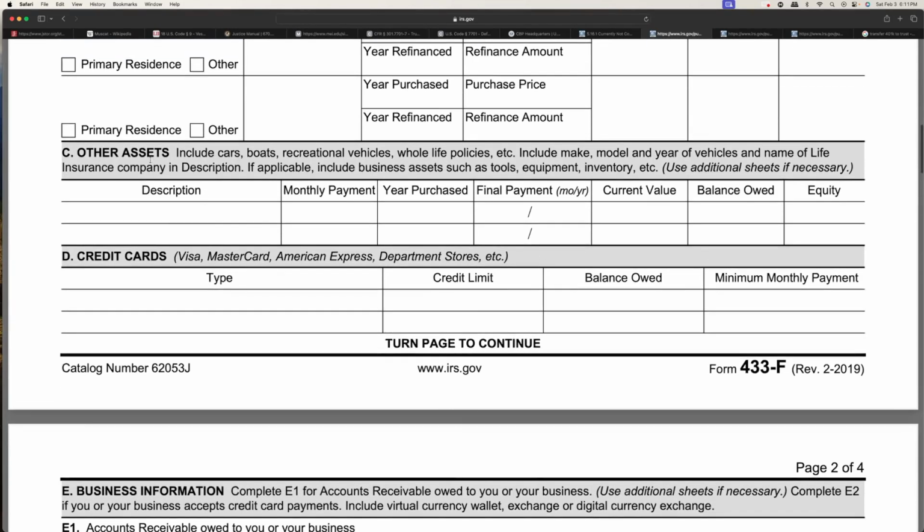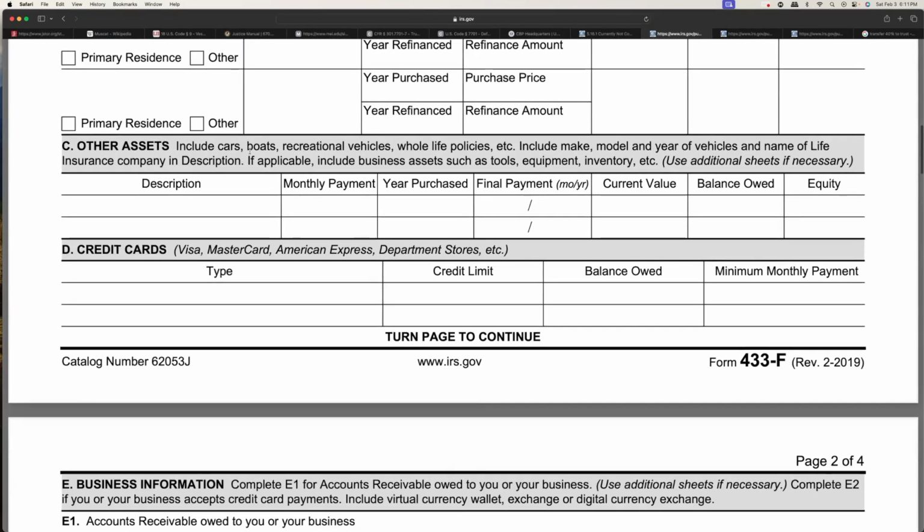So other assets, what about including cars, boats, recreational vehicles, whole life insurance policies? Let's talk about the whole life insurance policies. Of course, you have to give up your social security number as the insured to do that.